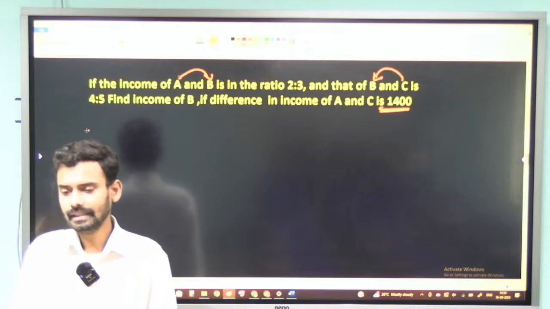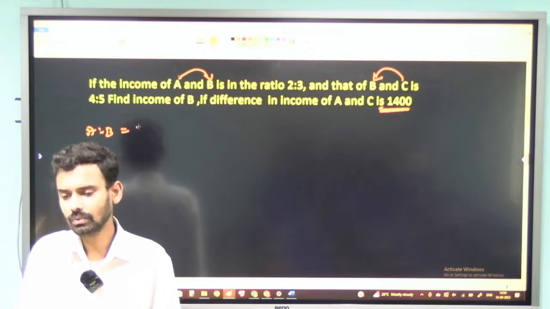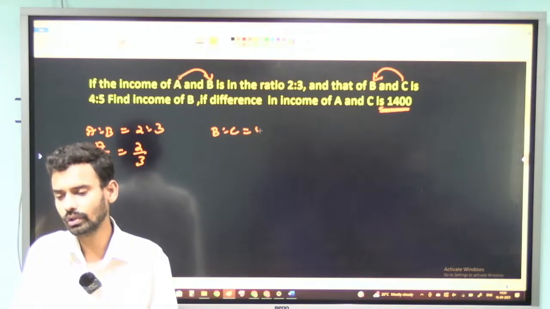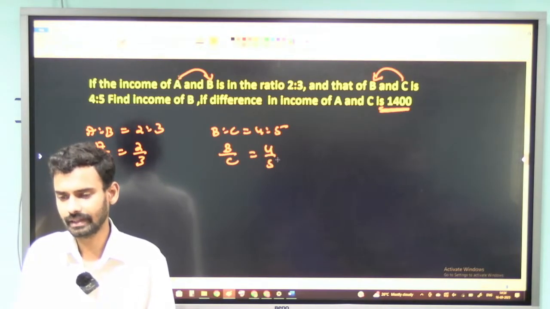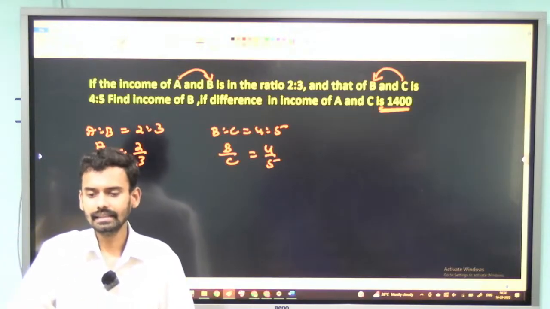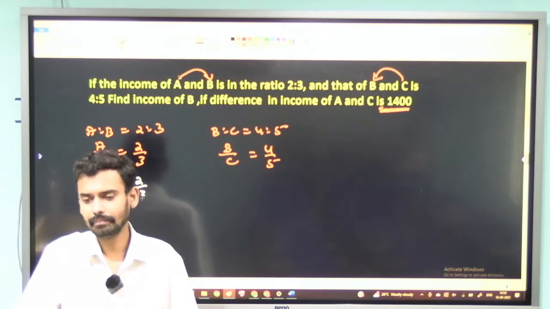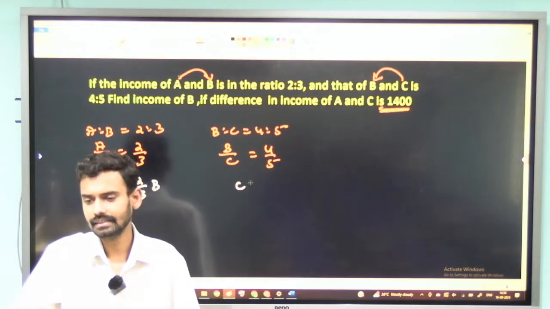It is given that A is to B is equal to 2:3. I can write this as A by B is equal to 2/3. Similarly, B is to C is given as 4:5. I can write this as B by C is equal to 4/5. Now, I can take A as 2/3 B and C as 5/4 B.